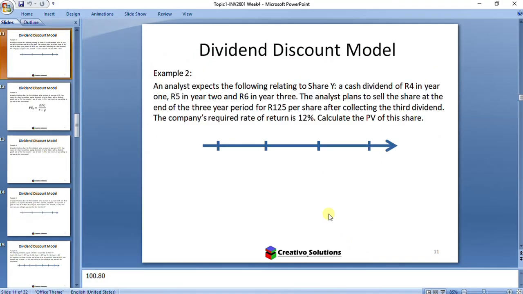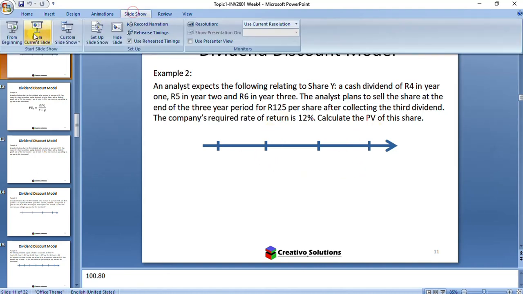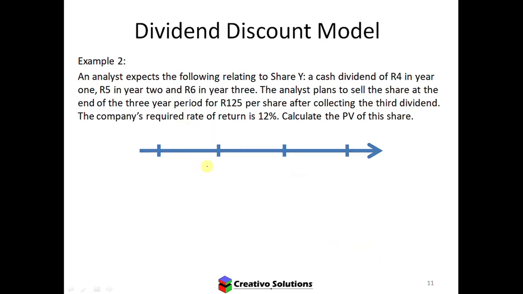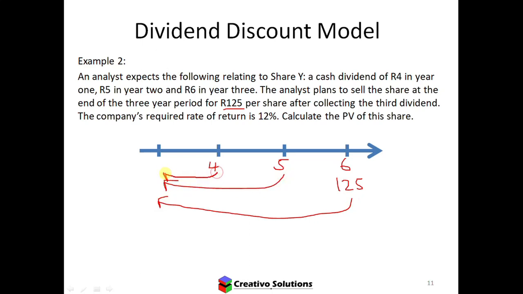If you do that calculation, taking all those future dividends back in time, maybe just to show you a little diagram quickly. I would insert all of those dividends on the actual diagram. So 4 Rand in year 1, 5 Rand in year 2, 6 Rand in year 3, and I'm also going to be selling the share at the end of year 3 for 125. All of those cash flows need to be taken back in time, and I need to work out the present value.